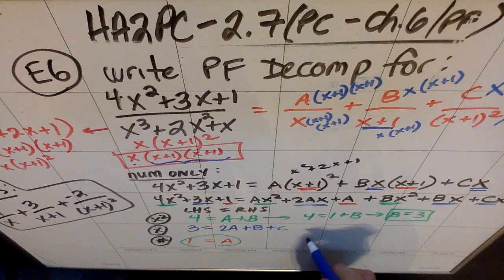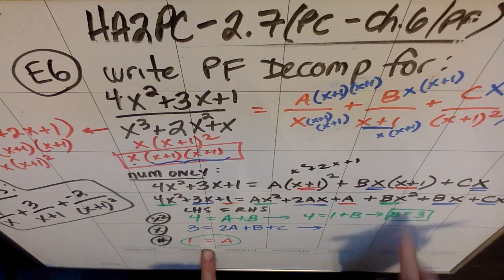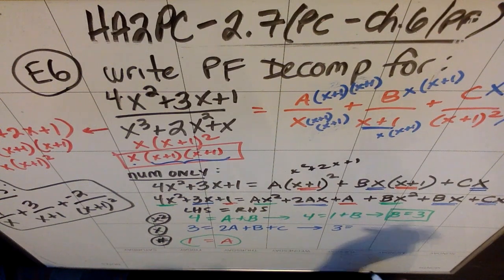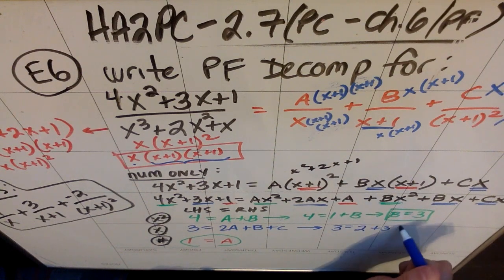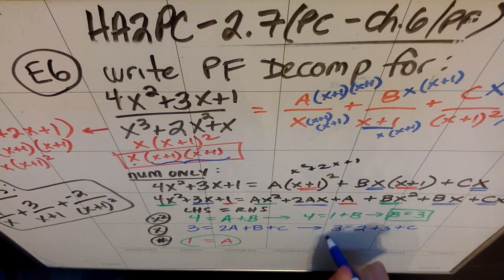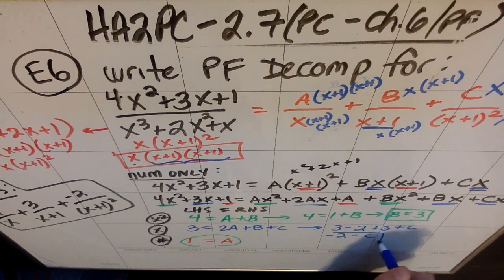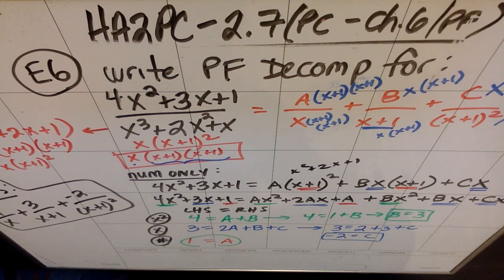Well, that would seem stressful, except I already know the values of a and b. So I get 3 equals 2 times 1, which is 2, plus 3, because that's my b, plus c. So I get negative 2 is my c, and then I end up with exactly the same answer I had before. So again, which way you choose to do this is up to you. They'll land you in the same spot. Sometimes one of them is slightly easier than the other.